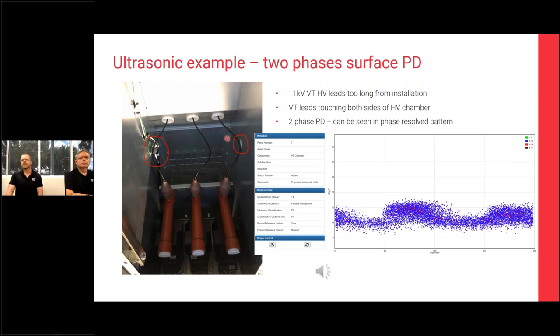Now, even though that lead is insulated, you've still got electrical stress on the outside of the insulation. And if that is near or touching something of another voltage, a lot of the times you do get PD occurring. It's one of the big causes of PD.